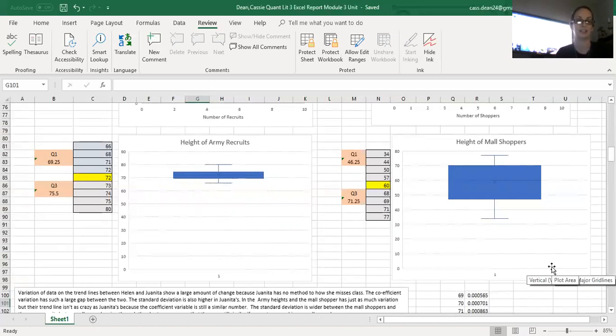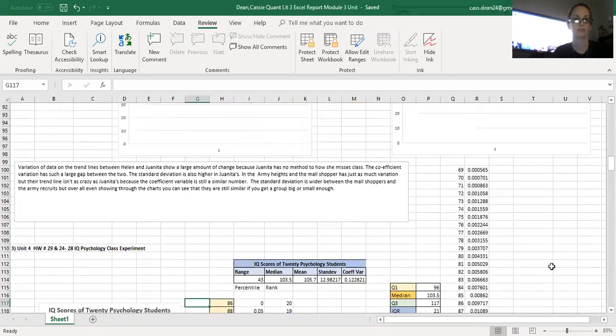The coefficient of variation has such a large gap between the two that the standard deviation is also higher in Juanita's, and the Army and mall shoppers have just as much variation, but I think it's because the Army usually only takes men, and they have a certain, not height requirement, but. And the mall shoppers, it could have been anybody. It could have been kids, women, men. So that's why there's such a variation.